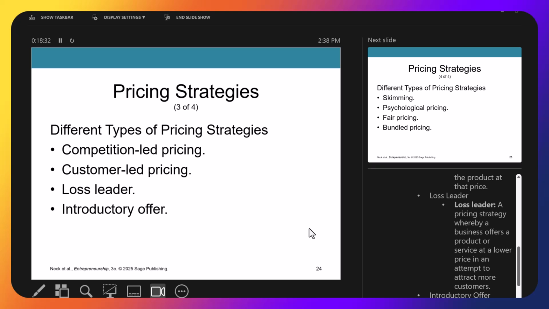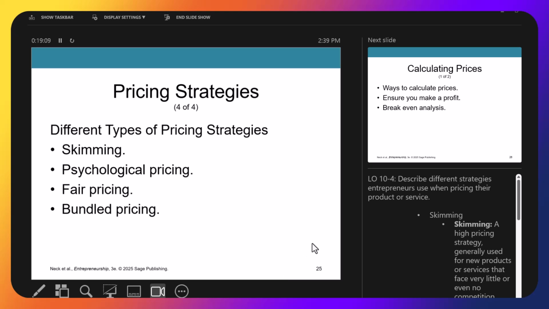Loss leader is whereby a business offers a product or a service at a lower price in an attempt to attract people into the door, to get them in. Introductory offer is when it's actually a reduction just to get somebody to purchase something. For instance, I'm offering a service that normally costs $80 a month. Right now, for an introductory offer to get people in, I'm letting it go for $30 a month. That's just to get them in, and that's for 30 to 60 days. After that, it goes up to 80.